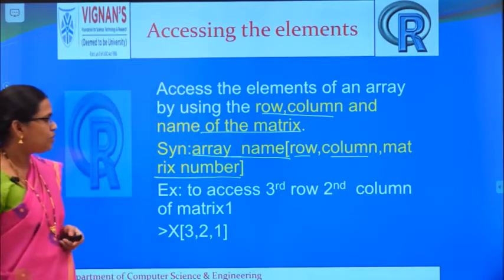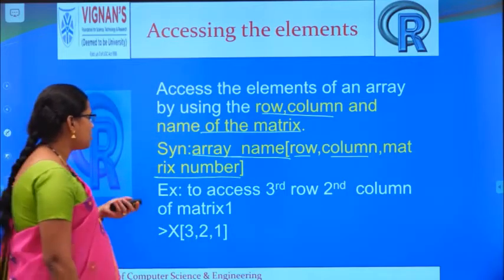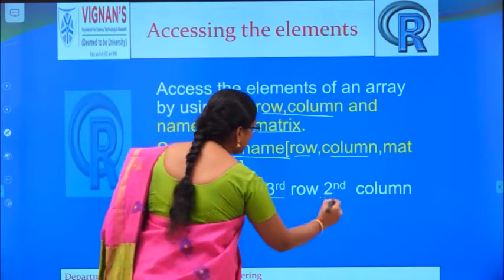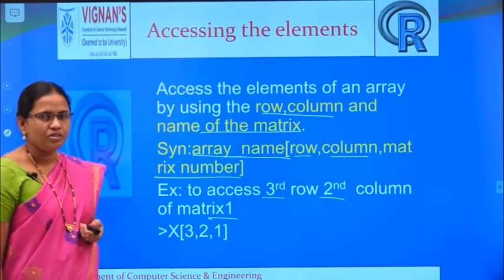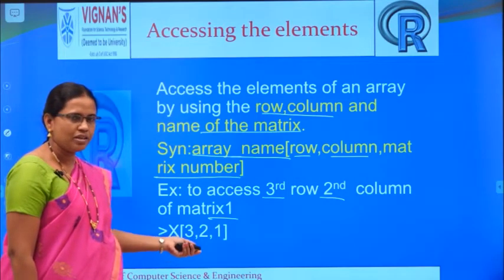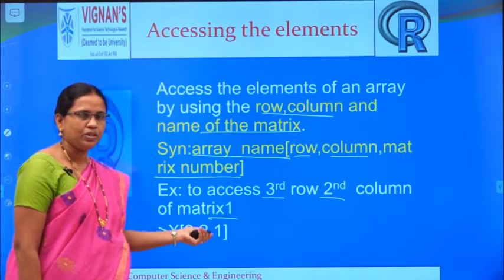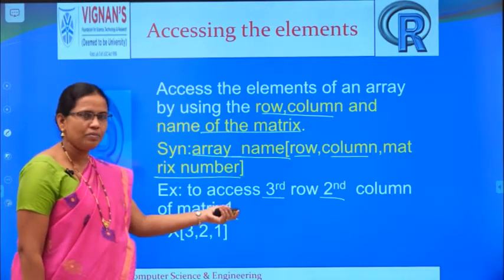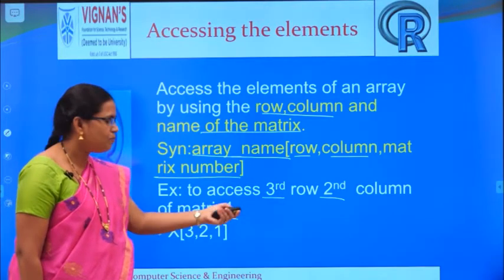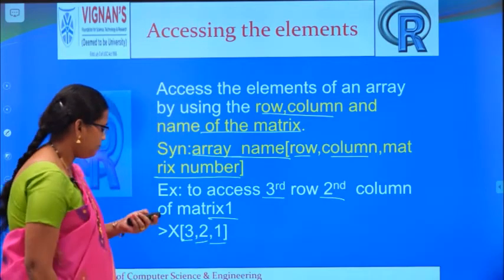Okay, so to access, for example, the third row, second column of matrix 1, what is the statement that you have to give? Let the array name be x, so x of 3 comma 2 comma 1. In this case you have to give 3 comma 2 because the required element is third row, second column, and the matrix number is 1.